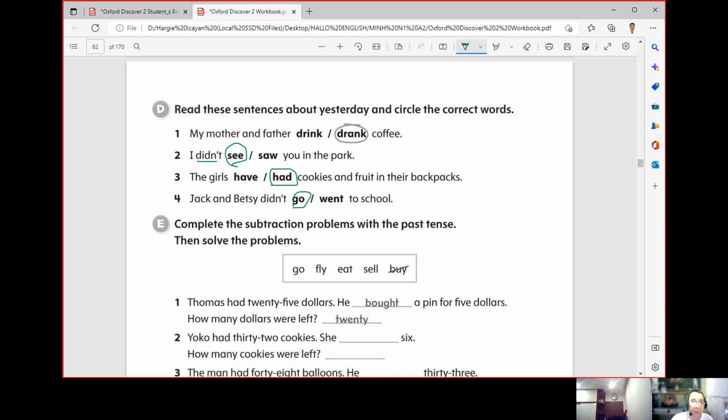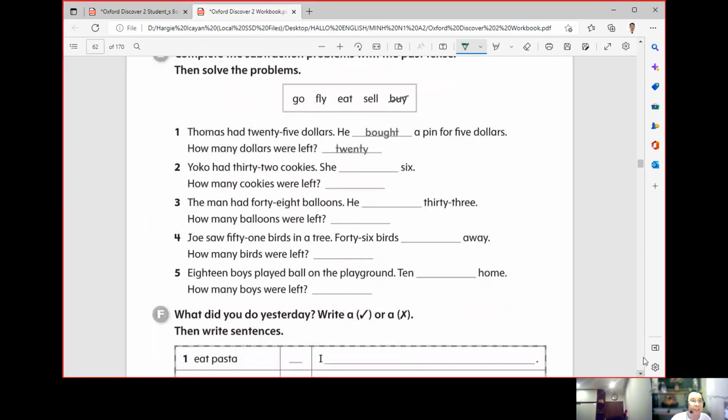Complete the subtraction problems with the past tense. Then solve the problem. Number 1 has been given. Thomas had $25. He bought a pin for $5. How many dollars were left? So the correct answer for that is 20. Okay? Next, number 2. Yuko had 32 cookies.